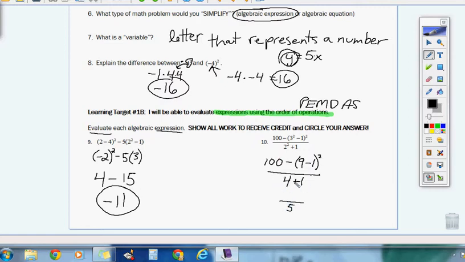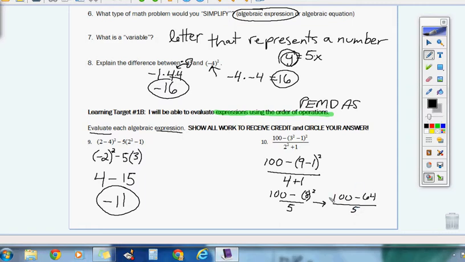I want to go as far as I can go. And on the top we have 100 minus, well this is 9 minus 1 squared. So that's actually going to be in parentheses 8 squared. Okay, well what does that become? Well it's a minus 8 squared. So that's 100 minus 8 squared, which is 64, all over 5.